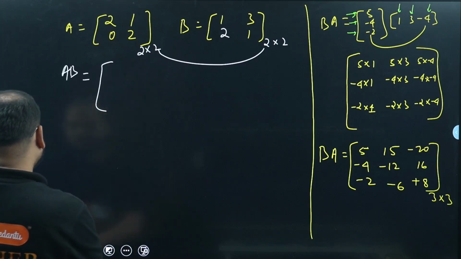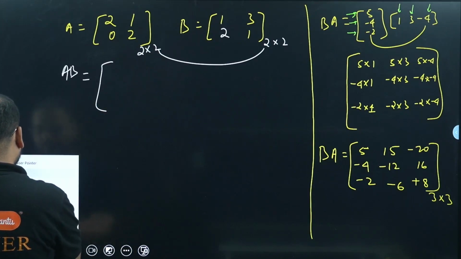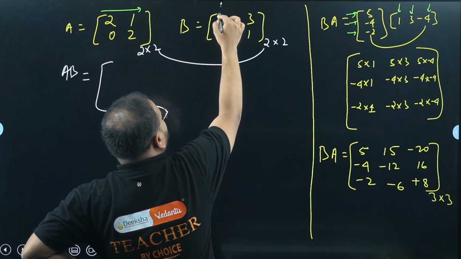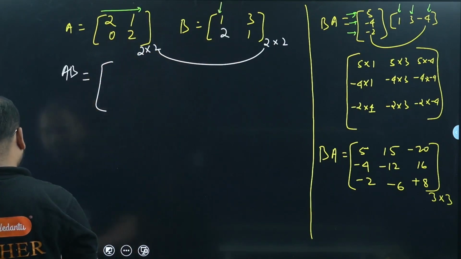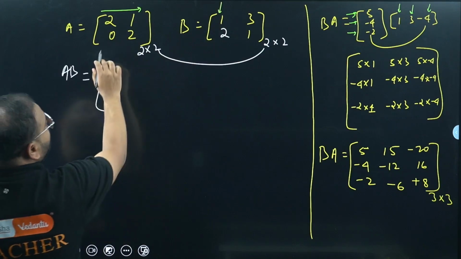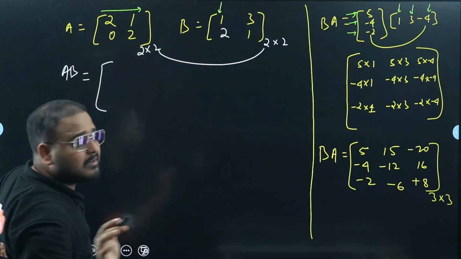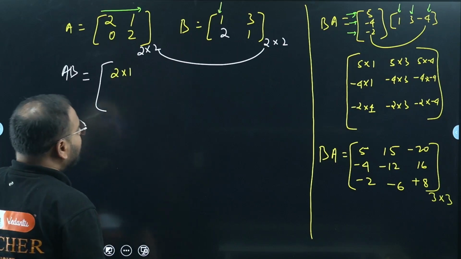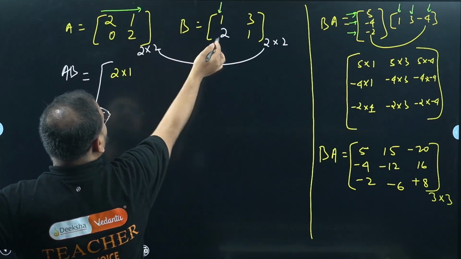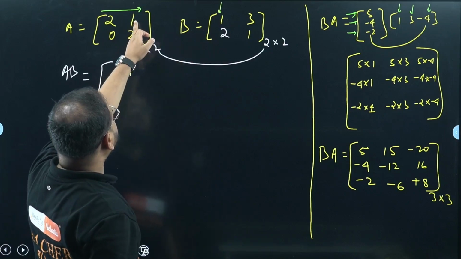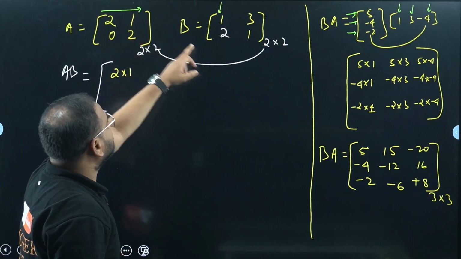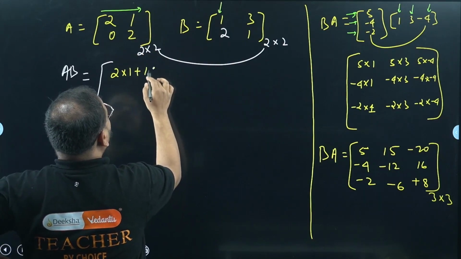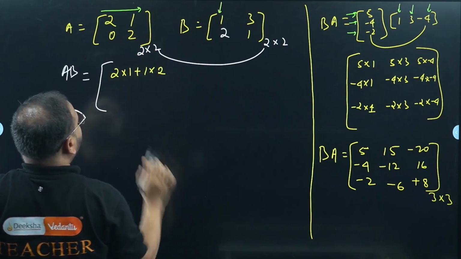Okay, let's check quickly. How will I do this? First I will take this row and multiply with this column. First one first. 2 times 1, corresponding elements, so 2 times 1, plus 1 time 2. Why 1 sir? Second element of row 1 with second element of column 1. So plus 1 time 2. The sign will be plus in between.